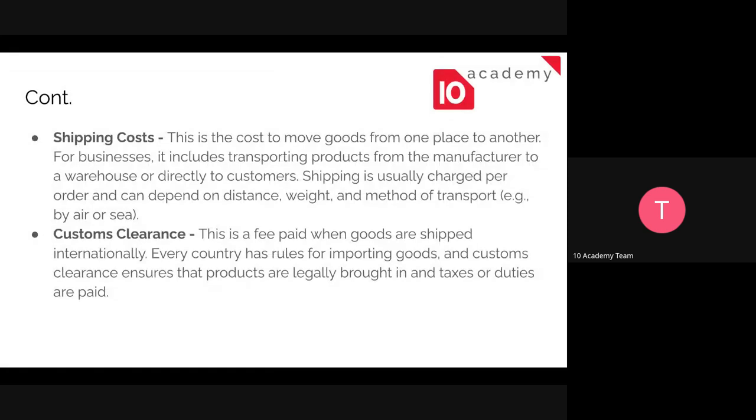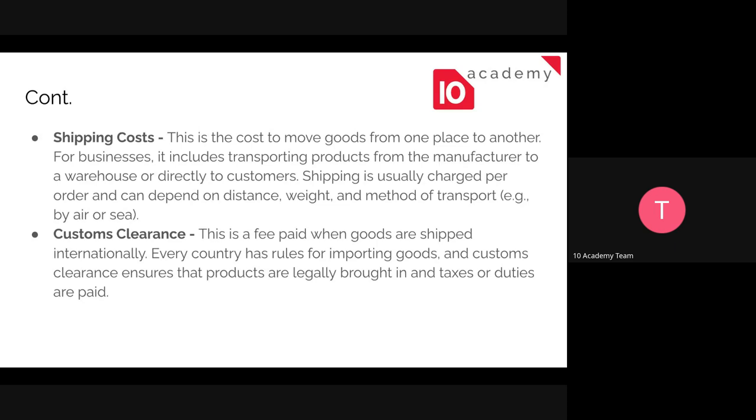So shipping costs, we have said that it's a cost that you are going to invest in order to transport your goods or your products. It might also depend on the method of transportation. For example, it might be air, which is a plane, and sea. So your cost might depend on the distance, weight, and the transportation methods that you are going to use.